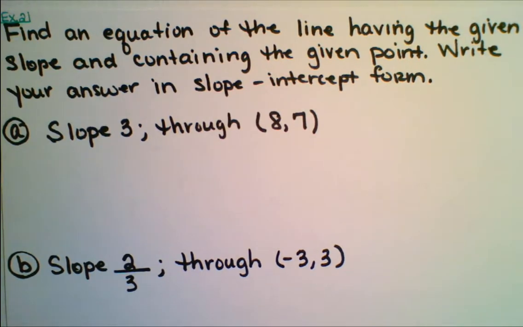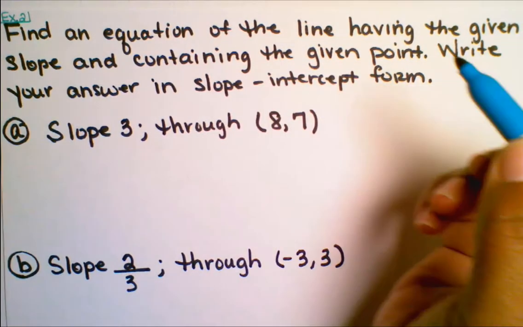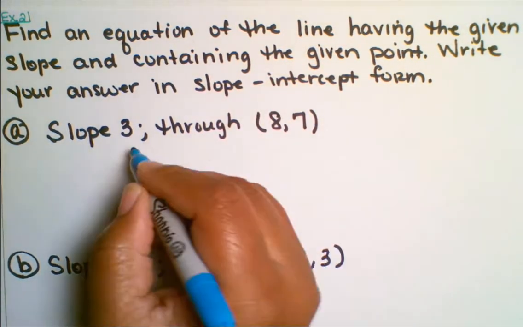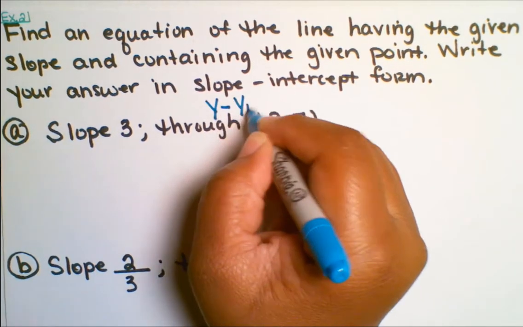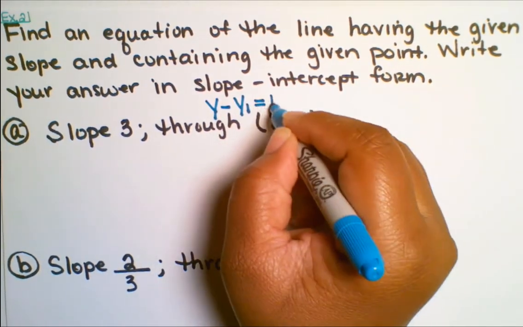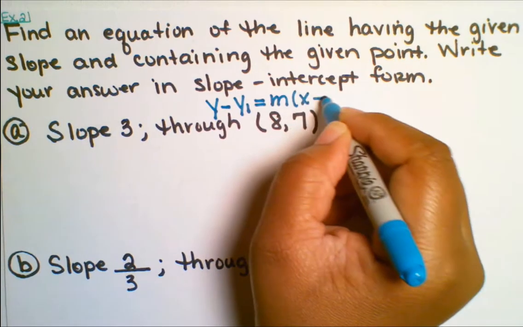So in your notes, I have defined point-slope form. And remember, point-slope form is y minus y sub 1 is equal to m times x minus x sub 1.